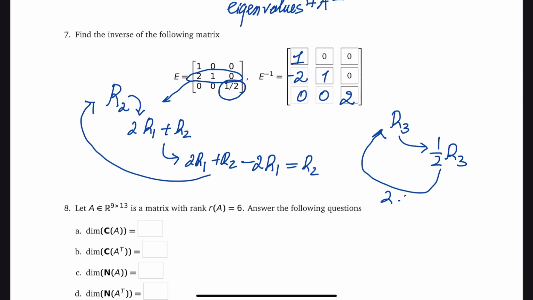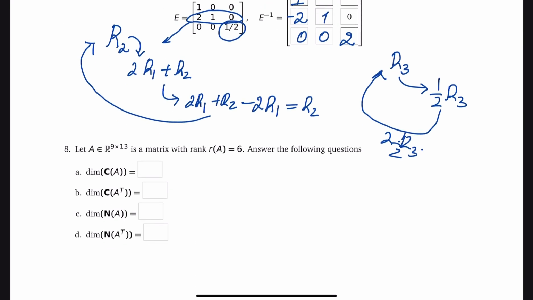So 2 times 1 over 2 row 3, right? Will give us row 3. So this is going to be the inverse of this matrix. So in order to understand this better, you need to look at the topics of elimination and permutation matrices.